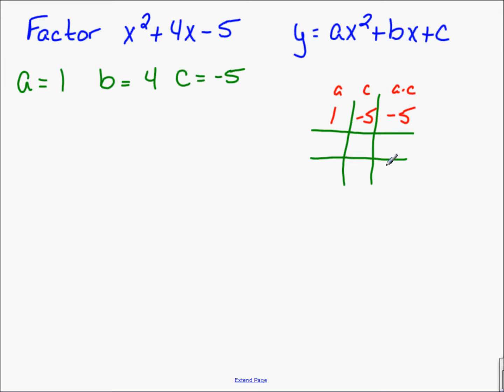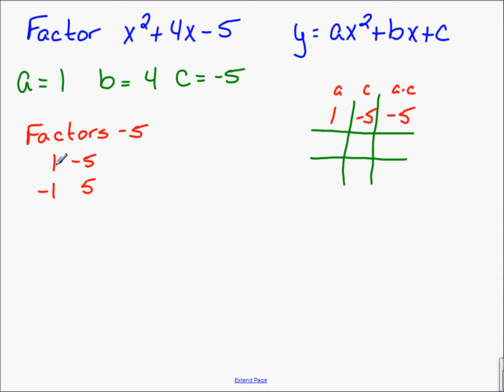Now the next thing we're going to do is find the factors of negative 5, and I'm just going to list them. Well, the factors I can think of right now are 1 and negative 5, or negative 1 and positive 5. Now once I have my factors, I need to find out which of these factors, when I add them, give me a positive 4. Basically what I'm looking for is the b term.